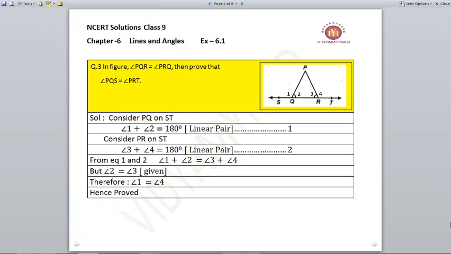Let us compare both equation 1 and 2. Angle 1 plus angle 2 will be equal to angle 3 plus angle 4. But we already know, as per the question, that angle 2 is equal to angle 3. Therefore, we can simply say that angle 1 is equal to angle 4. Hence proved that angle PQS is equal to angle PRT.